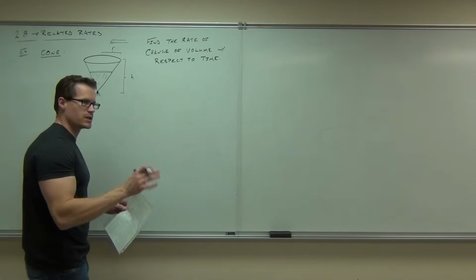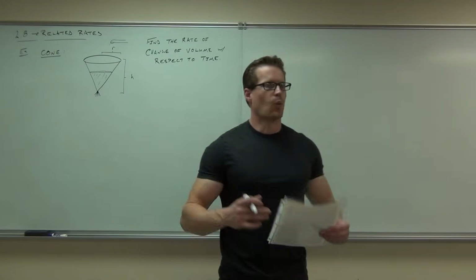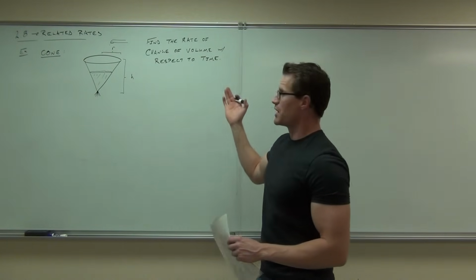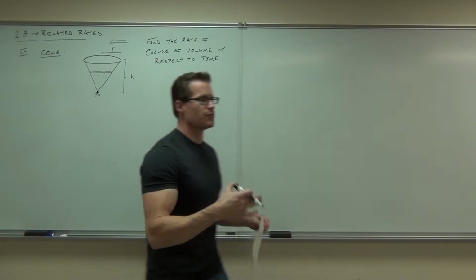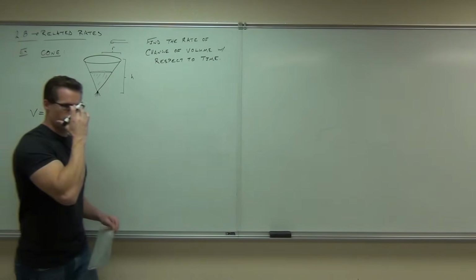So here's what you need to do. The first thing is find a formula that relates what you want to talk about. So basically, what are we talking about? The rate of change of what? We need a volume. So we need to know the volume of a cone first. It starts out quite easy. It says, find me the volume of a cone.